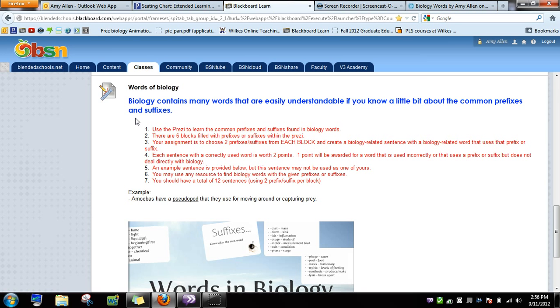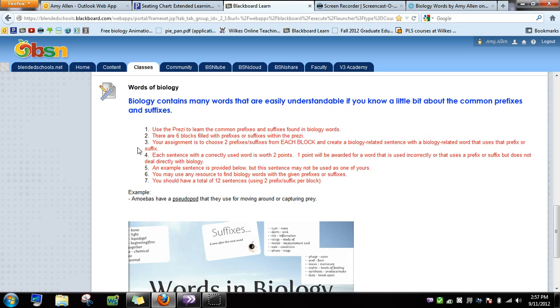Hopefully you remember from middle school that a prefix comes at the beginning of a word, and a suffix comes at the end of a word, and by using either of those word parts, you change the meaning of the word. So the instructions say, use the Prezi to learn the common prefixes and suffixes found in biology words. Number 2, there are 6 blocks in the Prezi filled with prefixes and suffixes. Your assignment is to choose 2 prefixes or suffixes from each block and create a biology-related sentence with a biology-related word that uses that prefix or suffix.